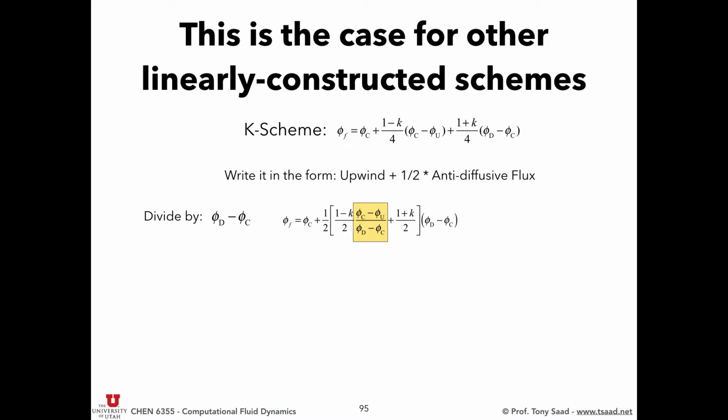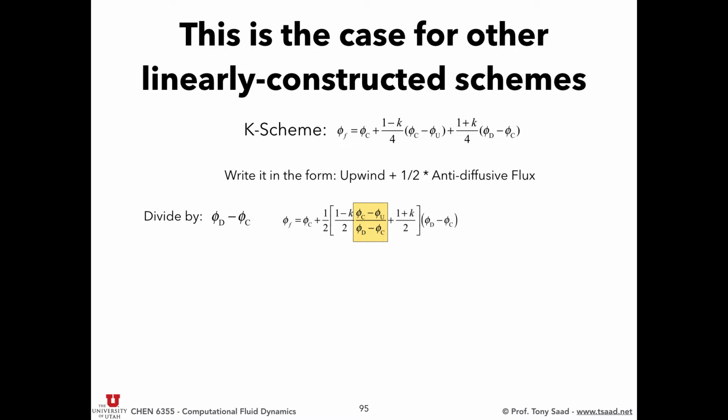Okay? Now, if you divide the numerator and the denominator by delta x, you have phi upwind minus phi far upwind over delta x. What is that? That's a slope, right? And this one is a slope as well. So this ratio is what we commonly call the ratio of successive gradients.